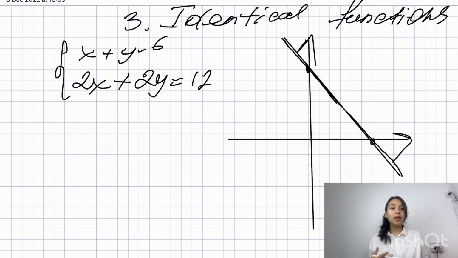So what does it mean? That they intersect everywhere on the line. Every single point is intersected.